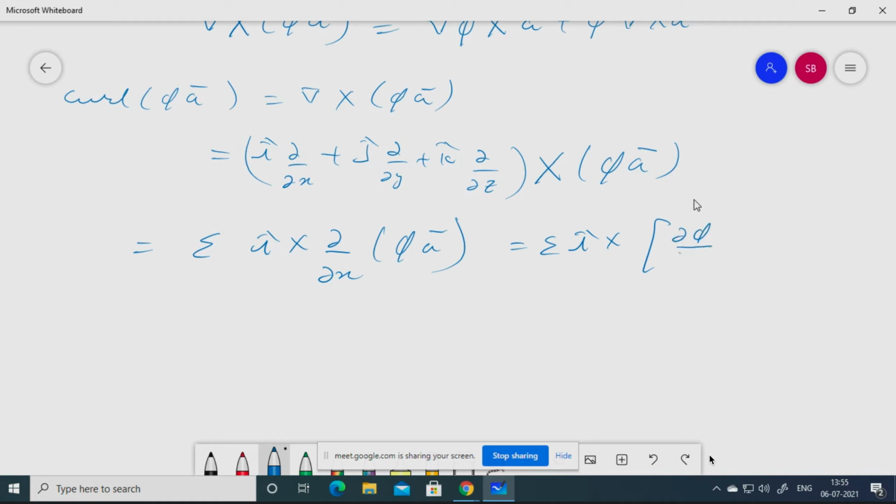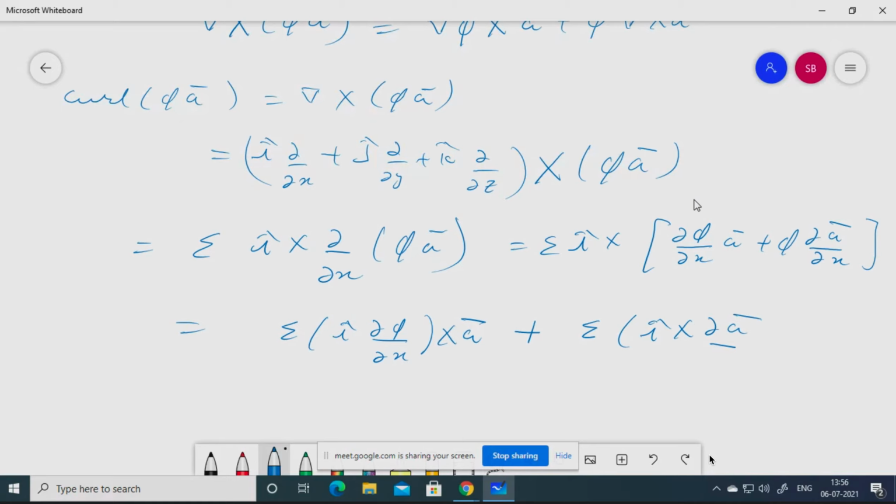So that will be ∂phi/∂x A bar plus phi into ∂A bar/∂x. Now here you have a cross product. So this will be summation i ∂phi/∂x cross A bar, is it or not? Plus summation i cross ∂A bar/∂x I will get.